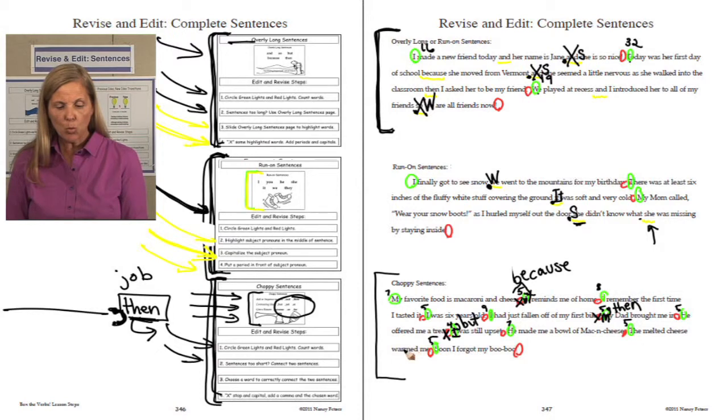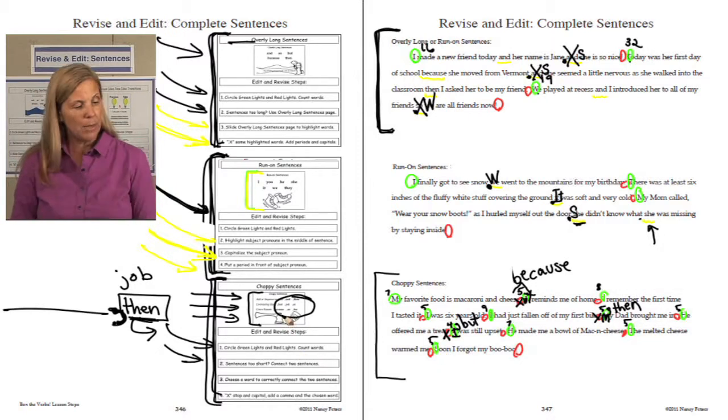The melted cheese warmed me. So now I'm letting you know the cheese warmed me. I got all warmed. And the next sentence is saying, I forgot my boo-boo. So I was warmed, and this sentence is saying I forgot my boo-boo. Is this telling you the reason why I forgot my boo-boo? You bet. So what am I going to do? I'm going to go and look at my reason words, and I could have because, so, or for. Let's try them out. The melted cheese warmed me, so soon I forgot my boo-boo.